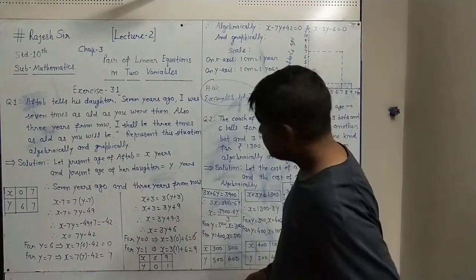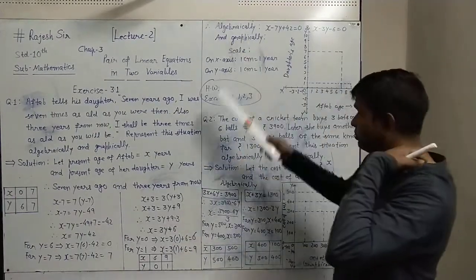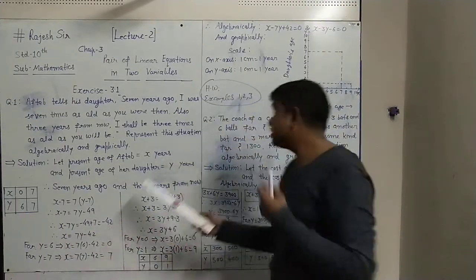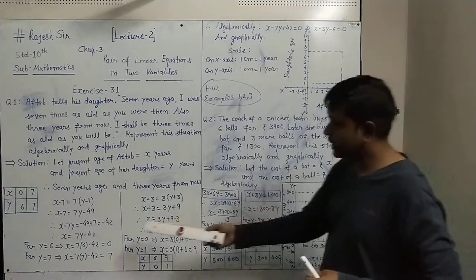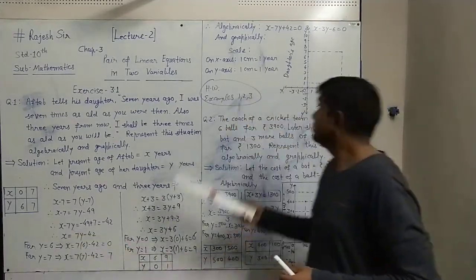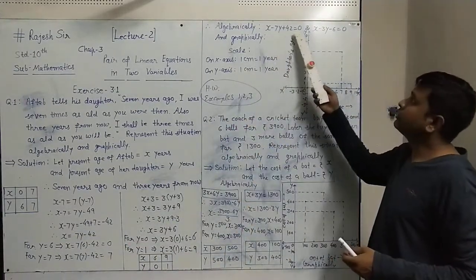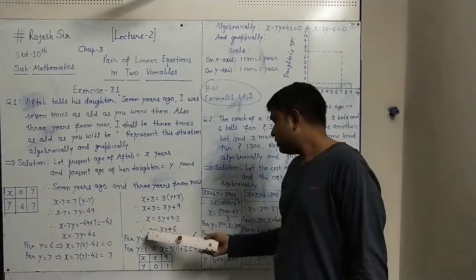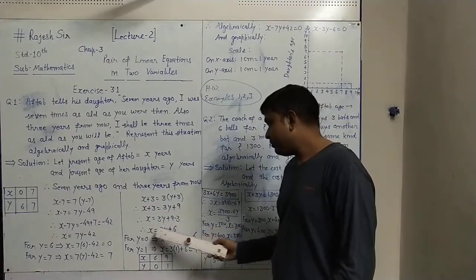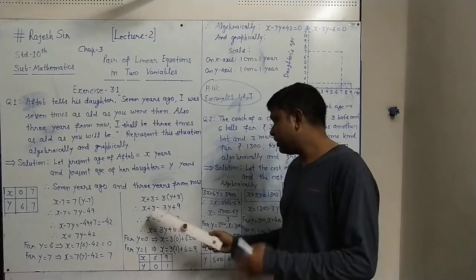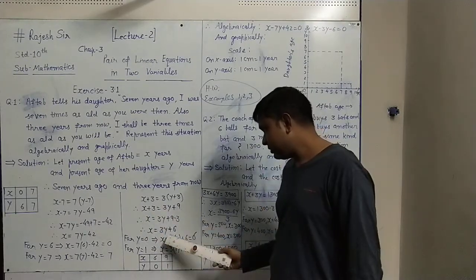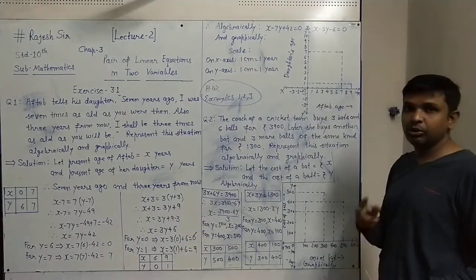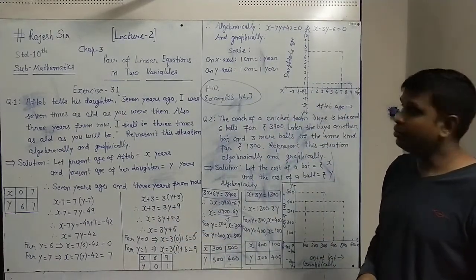Now, algebraically, both the equations are, first equation is this, x minus 7y equal to minus 42, or minus 42 you can take on the left side. So it will be x minus 7y plus 42 equal to 0. And the next equation is this one, x minus 3y, you can take 9 here, x minus 3y minus 6 equal to 0. That way, both the equations algebraically we can show.